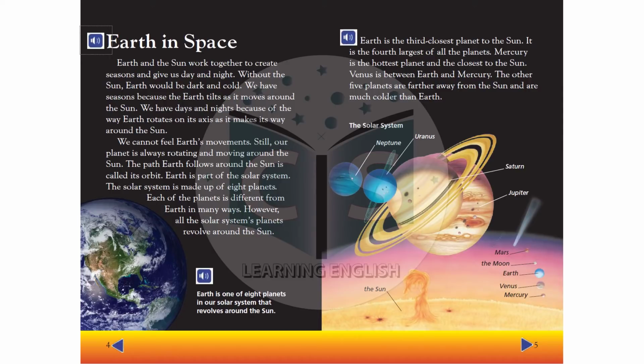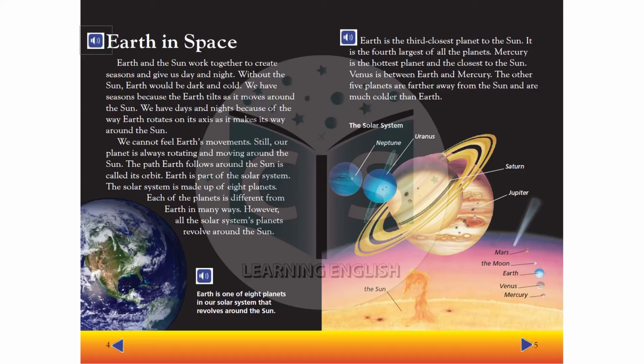Earth in space. Earth and the Sun work together to create seasons and give us day and night. Without the Sun, Earth would be dark and cold. We have seasons because the Earth tilts as it moves around the Sun. We have days and nights because of the way Earth rotates on its axis as it makes its way around the Sun. We cannot feel Earth's movements. Still, our planet is always rotating and moving around the Sun.